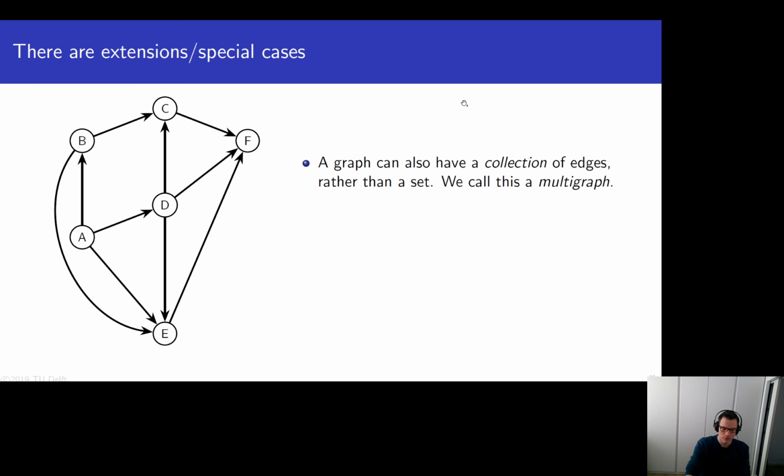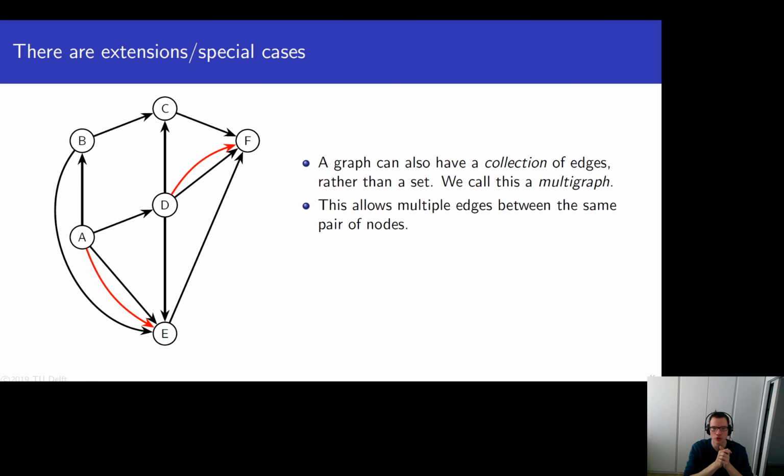Now, what we have looked at so far is one way of defining a graph. There are some alternative definitions or extensions, if you will. So consider, for example, a graph that has a collection of edges rather than a set. What does that mean? Well, it means that there could be multiple edges between the same pair of nodes. We call these things multigraphs, right? So now there's 2 edges from D to F. What we can also have is self loops. So we have an edge from B to B or from F to F.